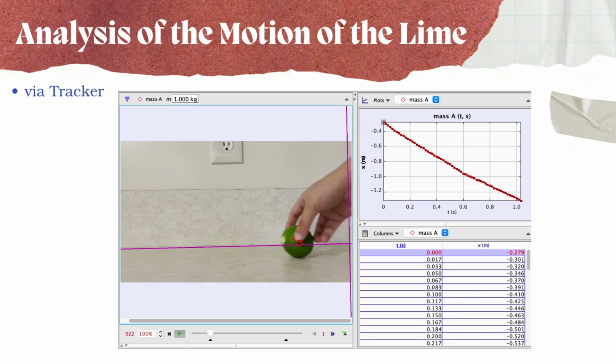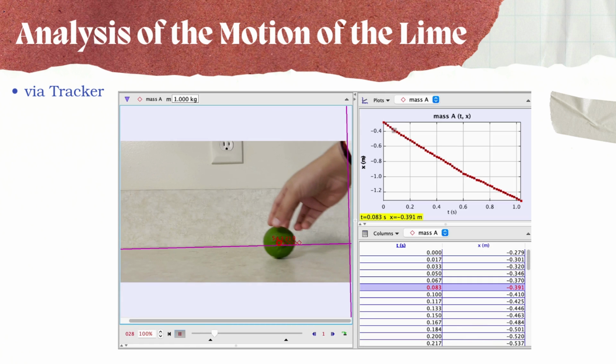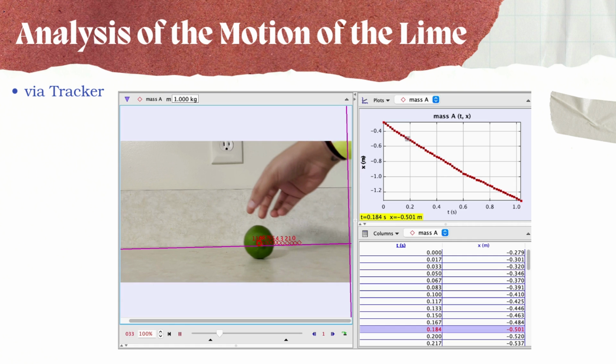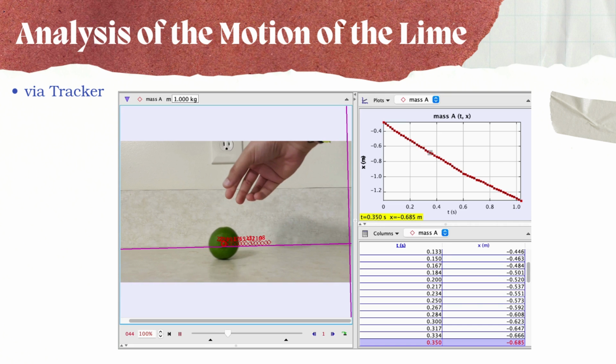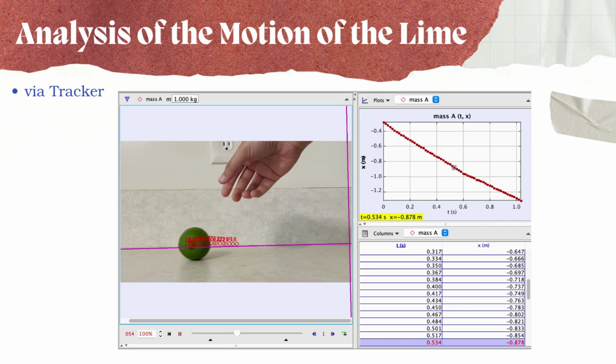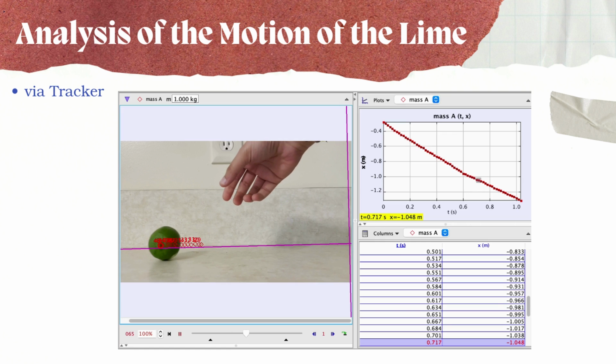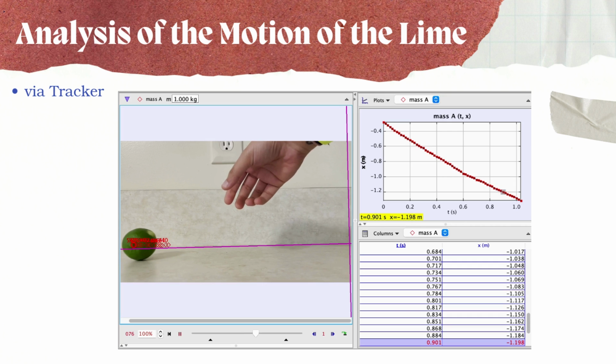To visually examine this concept, I used the Tracker program. To track the position of the line during the time interval, I placed the x-axis along the horizontal path which the line was moving along and placed markers in the center of the line throughout the duration of the movement. The position time graph of the movement of the line is shown in the top right of the visual on the slide.